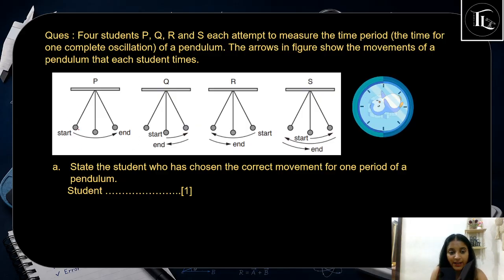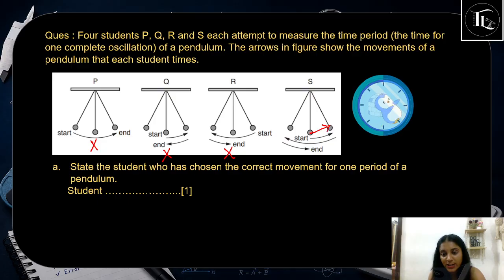If you look at P, this is only half of the oscillation. It's not full, so this cannot be the correct answer. For Q also, the starting and ending are the same, but it's not complete. So this is also half. If you look at R, again, it started, but then it did not reach the same point here. So this is only 3/4 of the complete oscillation. This is also not the answer. But for S, it started, reached the upper end, moved to the other extreme point and then came back to the initial point. So this is one complete oscillation. Okay, so the answer is S.